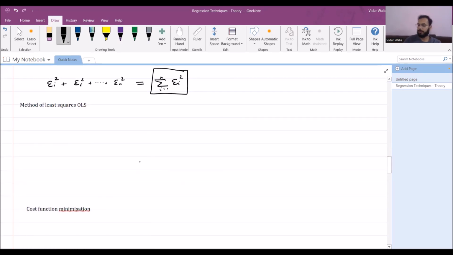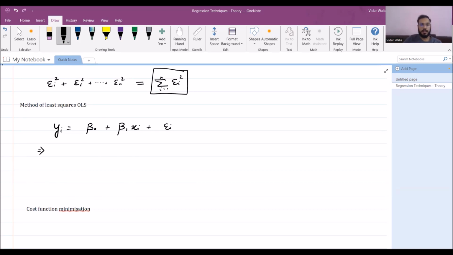Now let's see. We have the sum of epsilon i errors, right? And if I write y is equal to, let me write yi because we can do that for each value. Beta naught remains constant. Beta 1 remains constant because these are parameters. These are population parameters that we are trying to estimate. And parameters are fixed statistical values which do not change, right? Multiply with xi plus epsilon i.